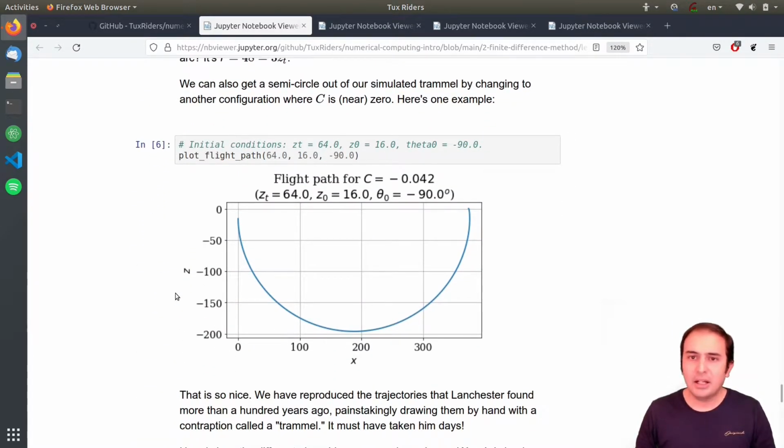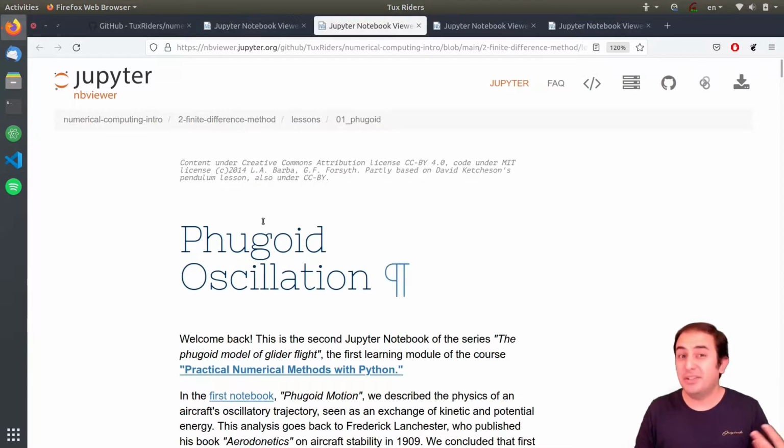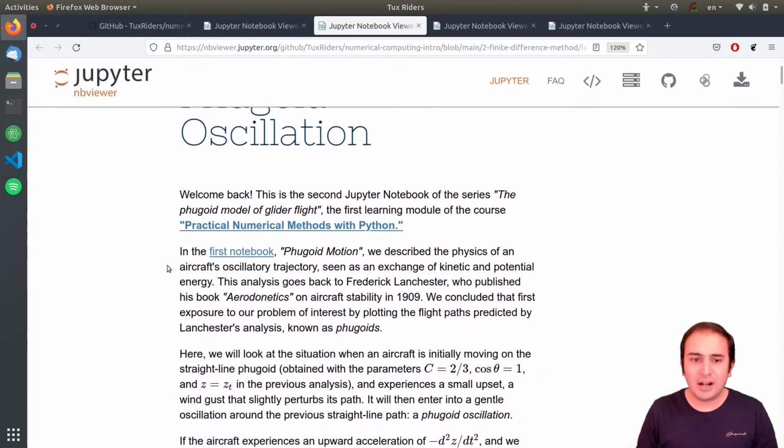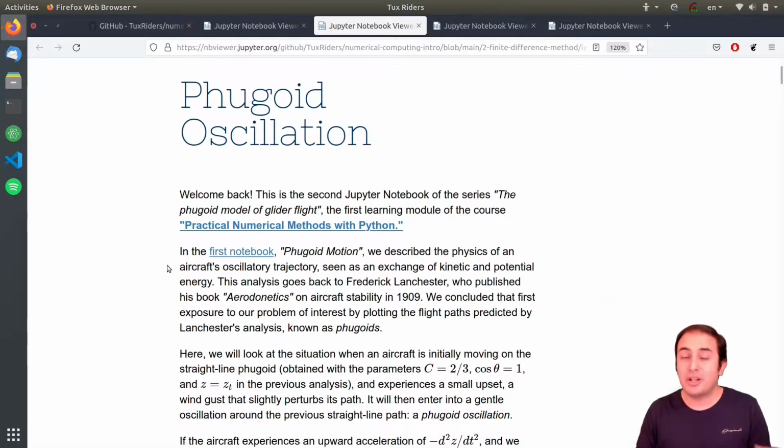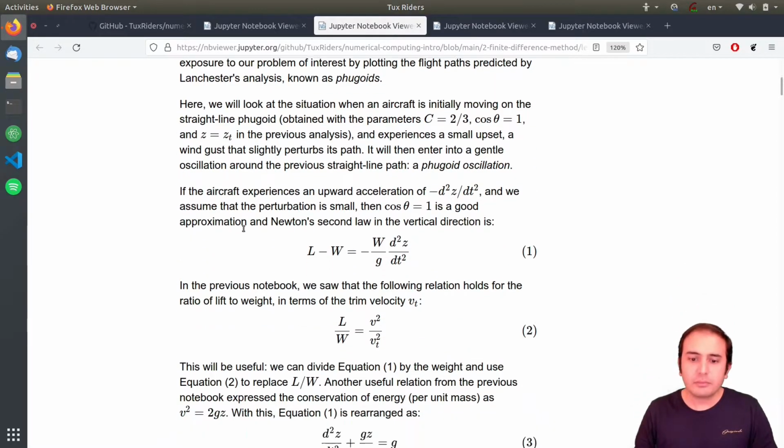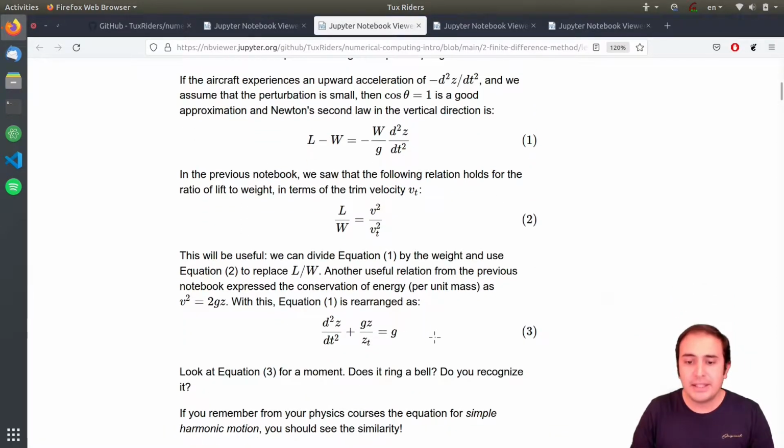But what matters to us, what is really interesting for us, is how we can model this with a differential equation, how we can actually solve the differential equation. For the phugoid oscillation, according to the mathematical model, this is the equation that we want to solve. It is a second order equation, because we have the second derivative of z with respect to time. And we say it's nonlinear because we have this component.